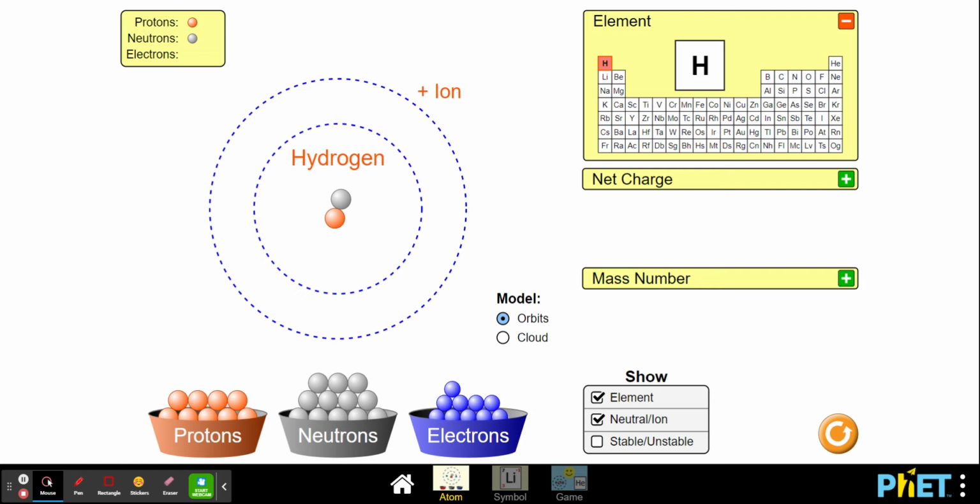So this is what we call isotopes. Isotopes are atoms of the same element with different numbers of neutrons. Okay, the atomic number is the same because the number of protons is the same, but the mass number is different.